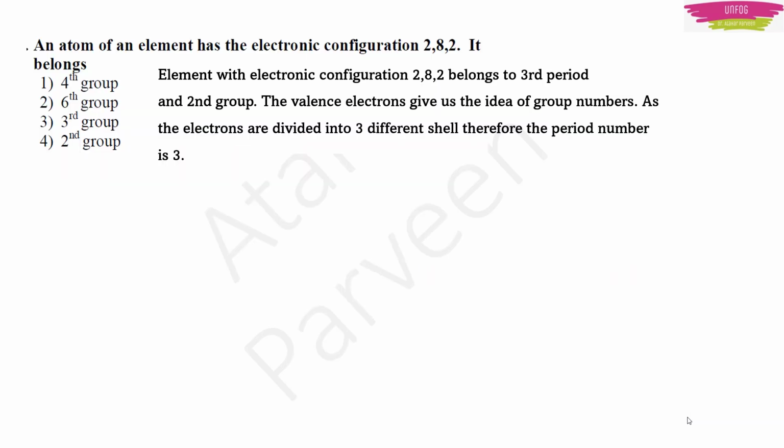Okay. Now a few more questions. An atom of an element has the electronic configuration 2, 8, 2. It belongs to which group you have to say? An element with electronic configuration 2, 8, 2 will belong to third period and second group. The valence electrons will give the idea of group number. As the electrons are divided into 3 different shells, therefore the period will be 3.